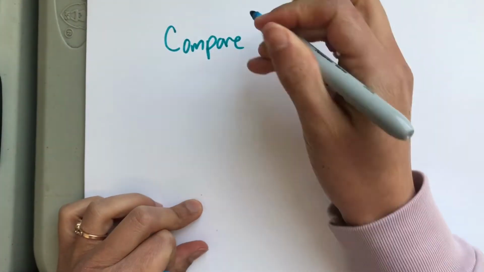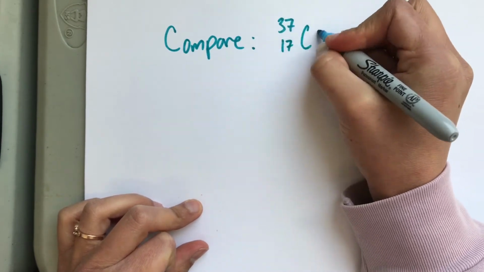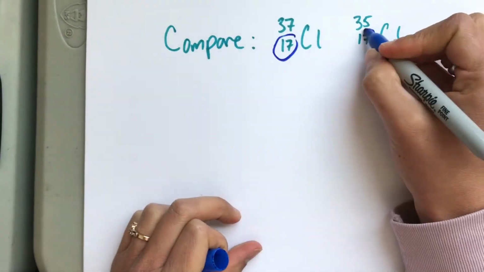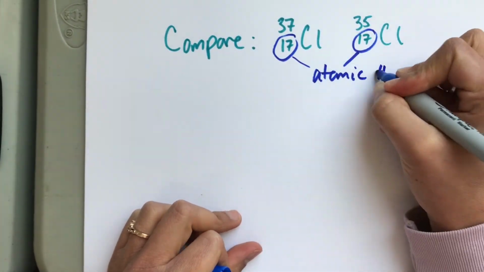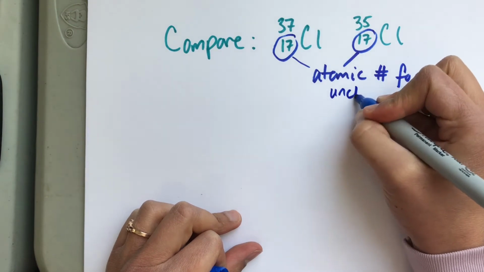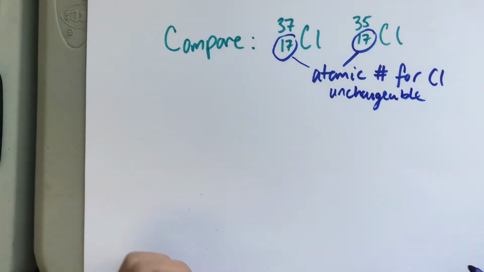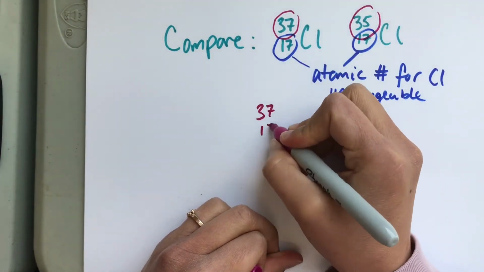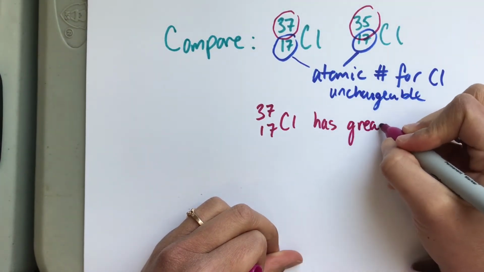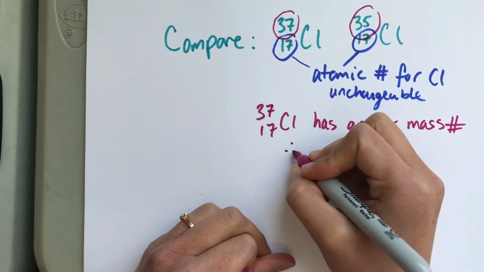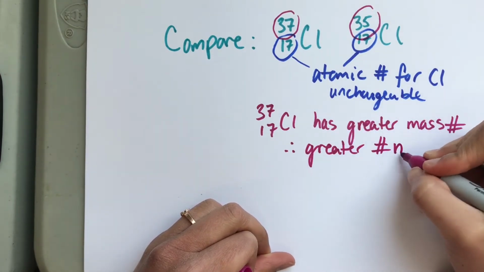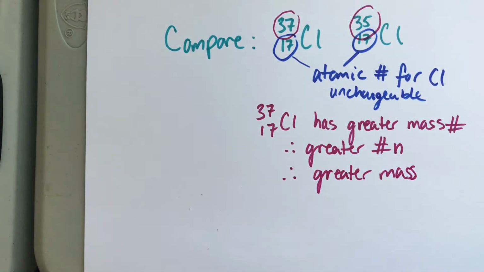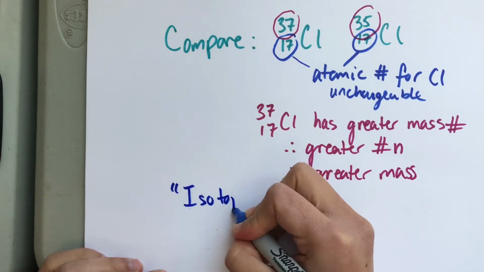So now we're going to compare two different chlorines. One is chlorine-37 with atomic number 17, and one is chlorine-35 with atomic number 17. Notice that they're both 17. That's because this is the atomic number, and for chlorine the atomic number is unchangeable. If it had a different atomic number, it would be a different element. So we're just talking about chlorine here. Now we see that 37 and 35 are different. 37 has a greater mass number, which means it has a greater number of neutrons. And since it has more stuff in it, it must have a greater mass. So we're starting to get an idea of something about masses.